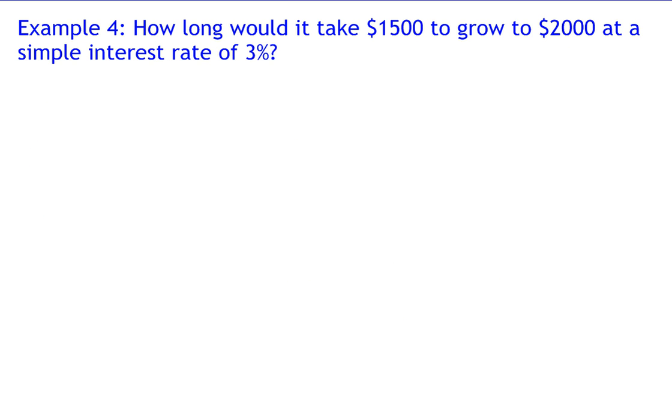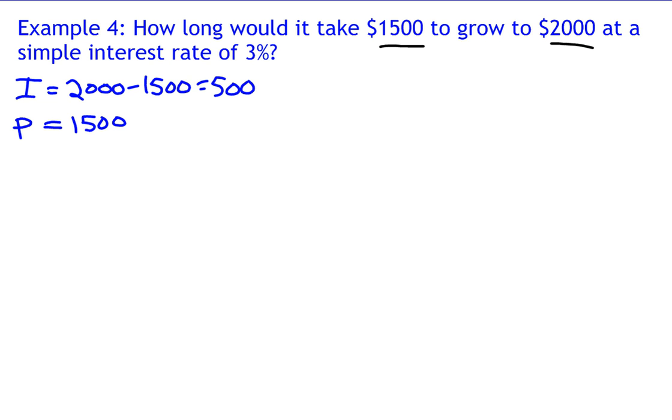The only thing left is to find the time. So we'll do a slightly different question. How long would it take? So there's where we're asking for time. How long would it take to grow $1,500 to $2,000 at a simple rate? So if we're growing from 1,500 to 2,000, interest has to be the difference between those two, which is 500. The principal is what we started with, the 1,500. The rate is 3%. Again, divide that by 100 to get 0.03, and the time we don't know.